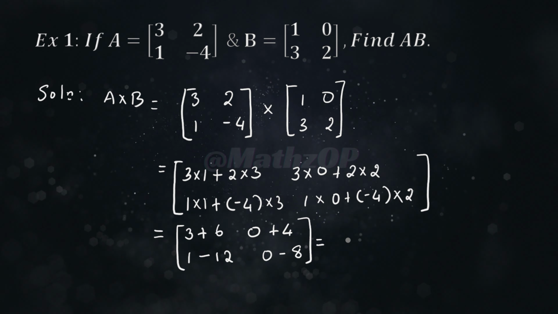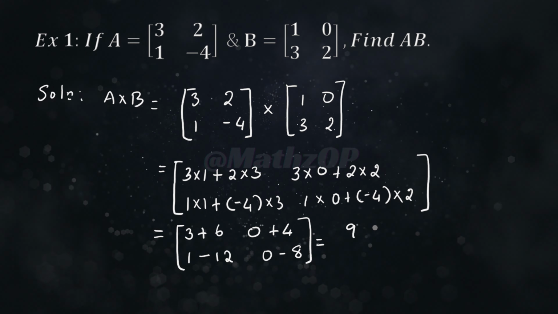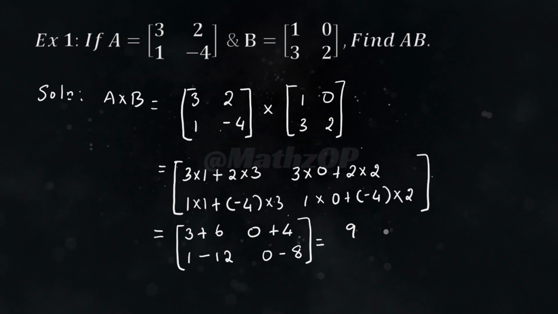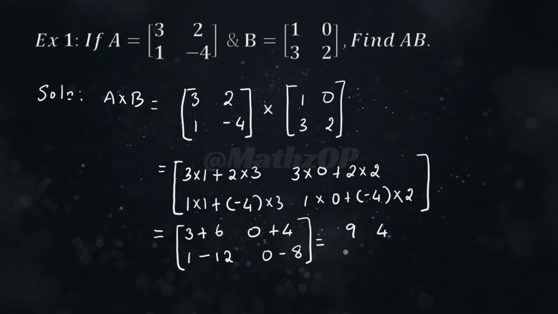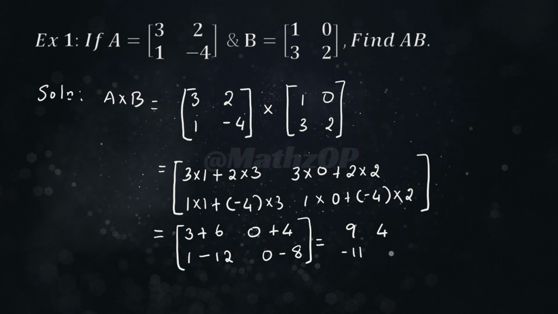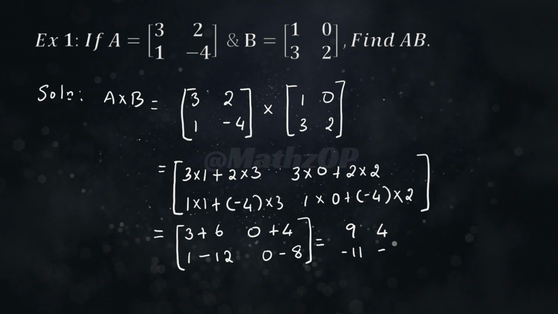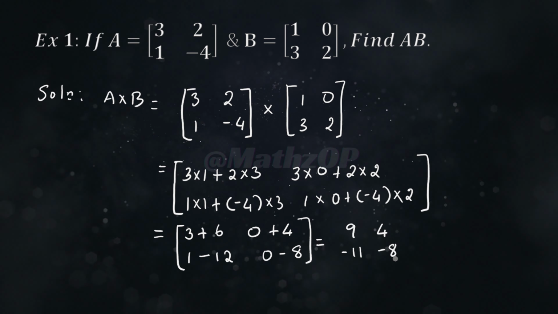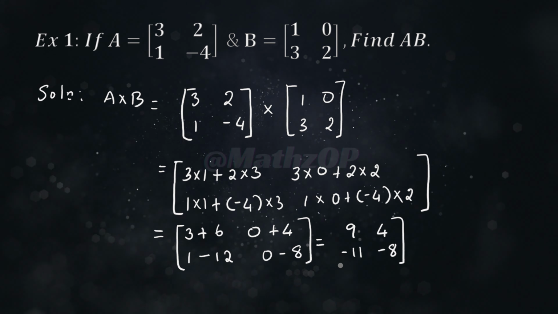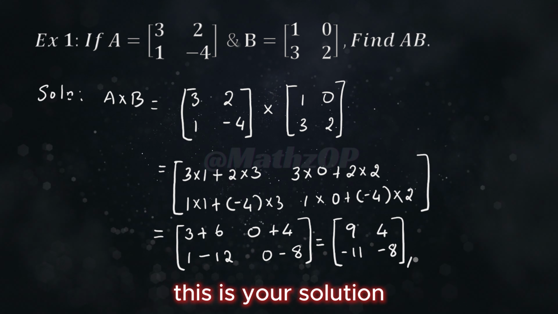Equal to 3 plus 6 is 9. 0 plus 4 is 4. 1 minus 12 is minus 11. 0 minus 8 is minus 8. This is your solution.